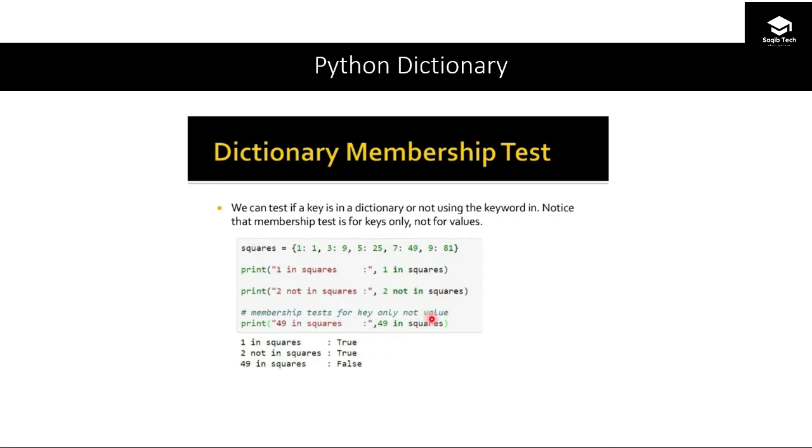If I'm writing 49 in squares, you can see 49 is present in squares, but the in operator is comparing with the keys. We are matching on the basis of keys. So the key is 7, the value is 49, so 49 is not present as a key in the dictionary named squares.